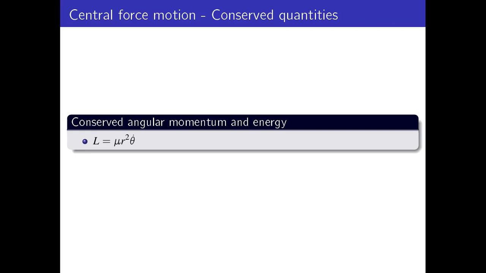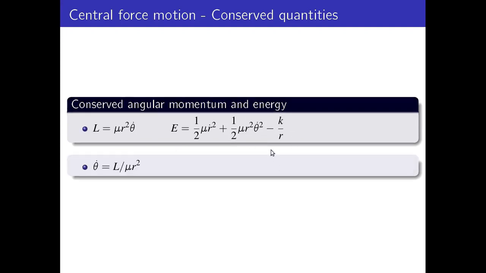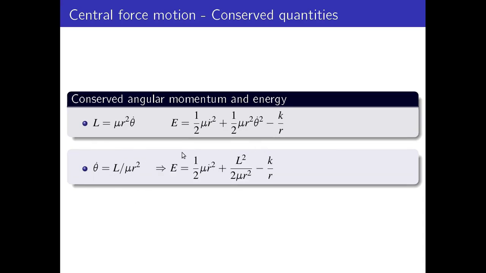In terms of Noether's theorem, there is time symmetry in the system, and the corresponding conserved quantity is energy, which we have already written in this form. And we can also simplify this one by using the angular momentum. And by simplifying theta dot, we can write the energy as 1 over 2 mu r dot squared plus L squared over 2 mu r squared minus k over r.